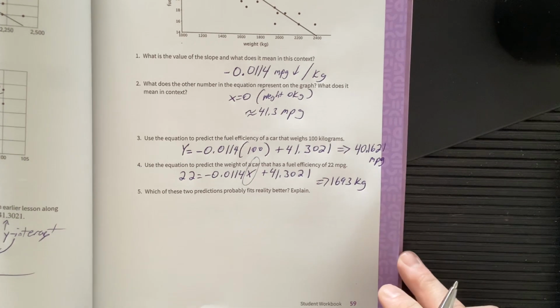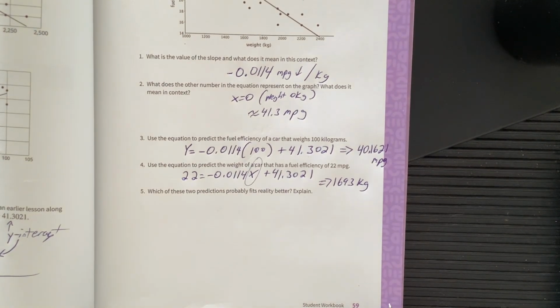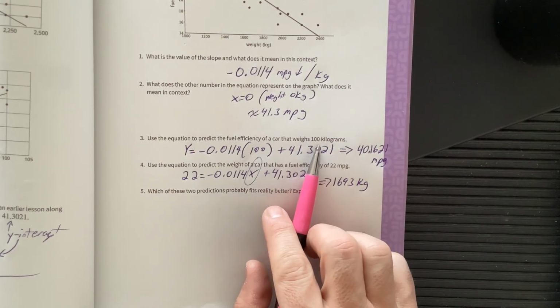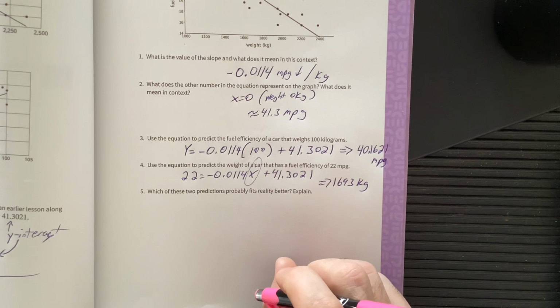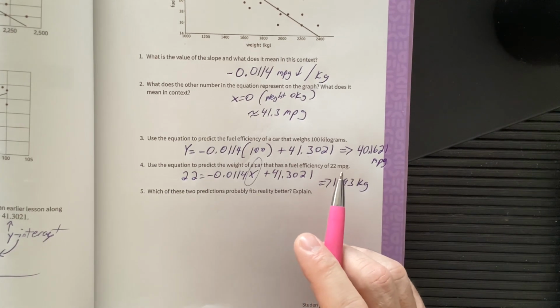All right, so which one of those do you think is more likely out of those two we just mentioned? A 100 kilogram car getting 40 miles to the gallon, or a 1,600 kilogram car getting 22 miles to the gallon? Which one do you think is better? Gabby, what do you think? Well, that's about 50 pounds. Been in many cars that are 50 pounds. So probably not very likely.